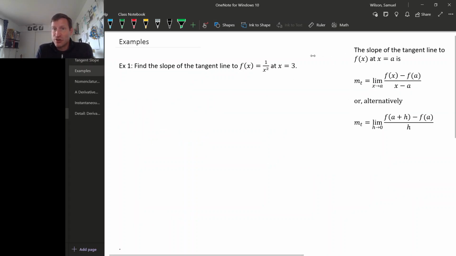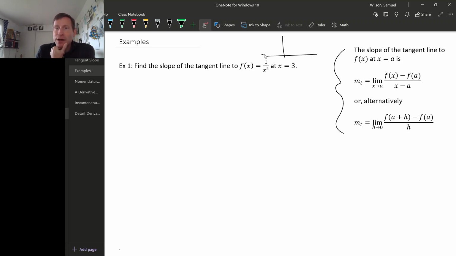So our definitions are over here. Here are our formulas for the slopes. So let's find the slope of the tangent line to 1 over x squared at x equals 3. Well, before we do that, let's get a little intuition for what we ought to get. So 1 over x squared looks like this. And 3 is out here somewhere. So the tangent line is going to be like this.